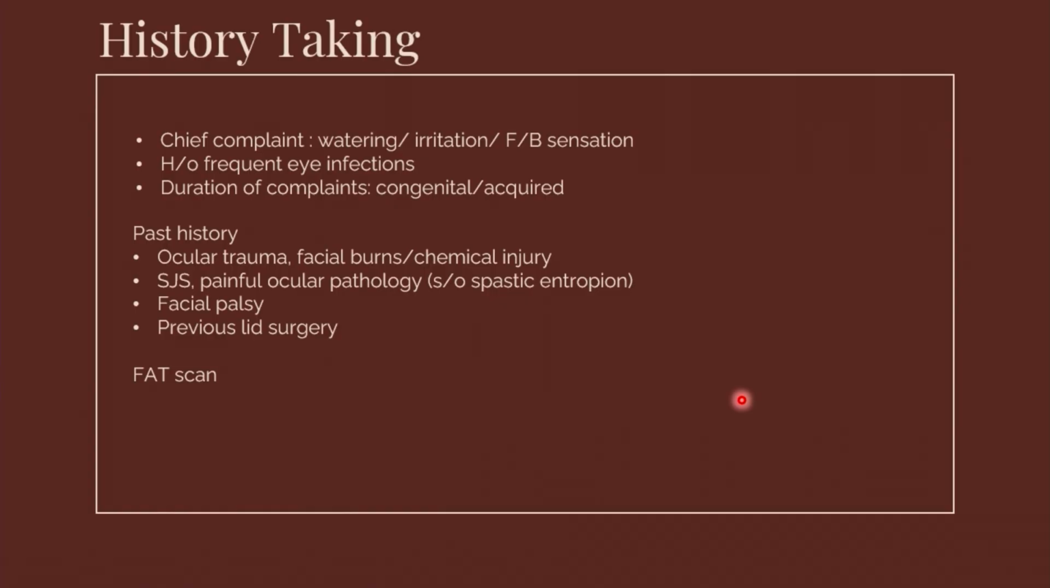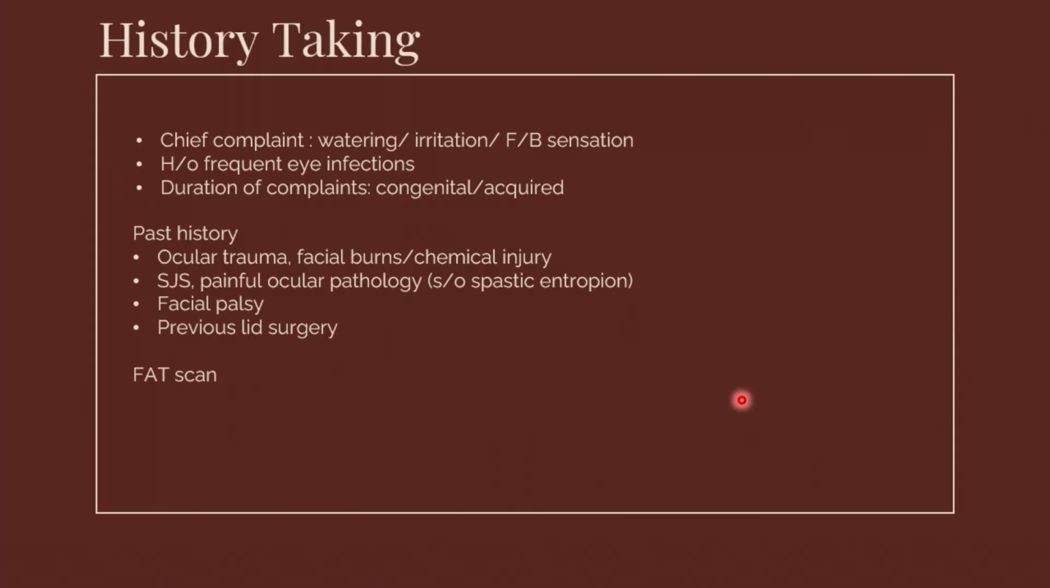The past history that we need to be looking for is ocular trauma, history of any facial burns or chemical injury, and ocular surface pathology like Stevens-Johnson syndrome or ocular cicatricial pemphigoid needs to be inquired. Painful ocular pathology is more in favor of a spastic entropion as compared to a cicatricial entropion. Also the history of facial nerve palsy and any previous lid or ocular surface surgery.